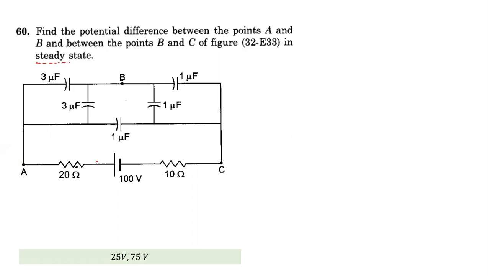Okay, let me break it down one by one. Can we figure out how much current will flow in steady state? Anish, can you tell me what the current through the battery will be in the steady state? 100 by 30, you're saying? Anish, what is the current in this branch? 0, in a steady state? Okay, no current can flow here.